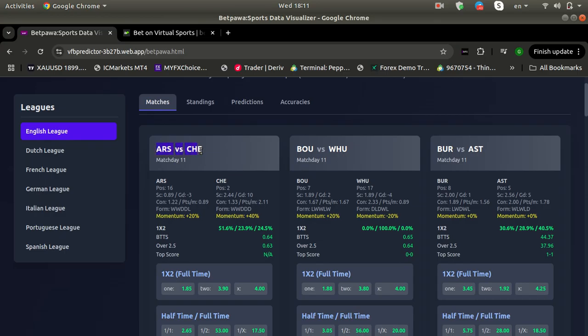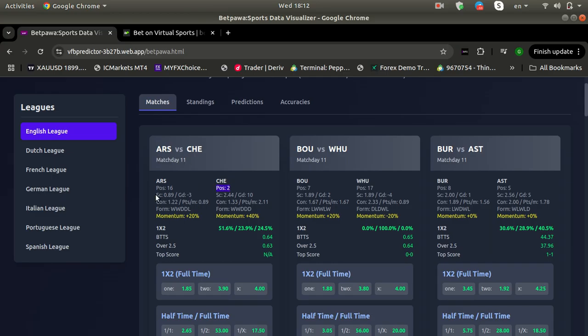We have this match, Arsenal versus Chelsea. We can see the information about Arsenal here and the information about Chelsea there. So what information do we have? We have the position information. You can find the position information in the standings on Betpawa, but you can also view it here. Arsenal is at position 16, Chelsea is at position 2 so far. The match day is match day 11.